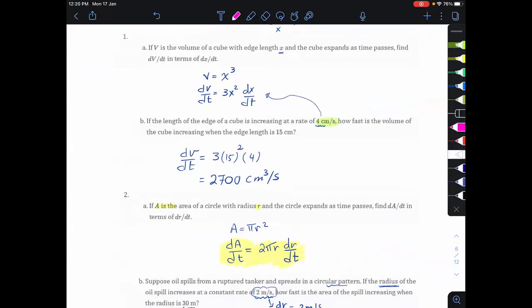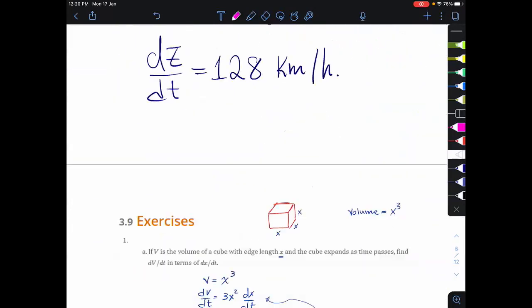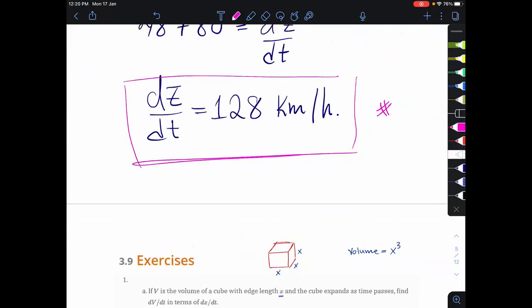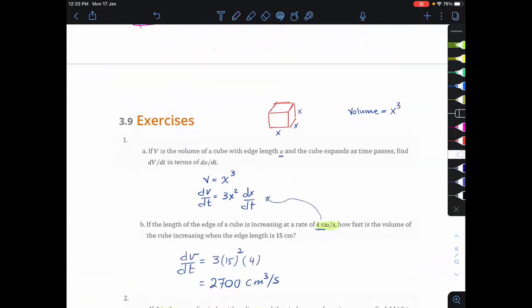Any question? So guys, stop here, and we're going to continue inshallah tomorrow. Thank you. I will send this file for you, and you have to solve.